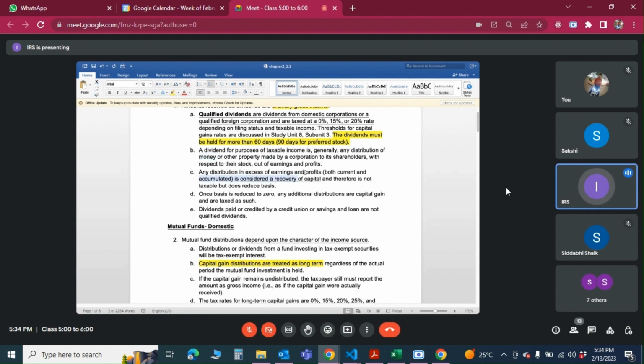Any distribution in excess of earnings and profits, if there are no earnings and profits or no retained earnings and everything has been distributed, and then on top of that the company is still distributing something, that's not a dividend, that's a return of capital.